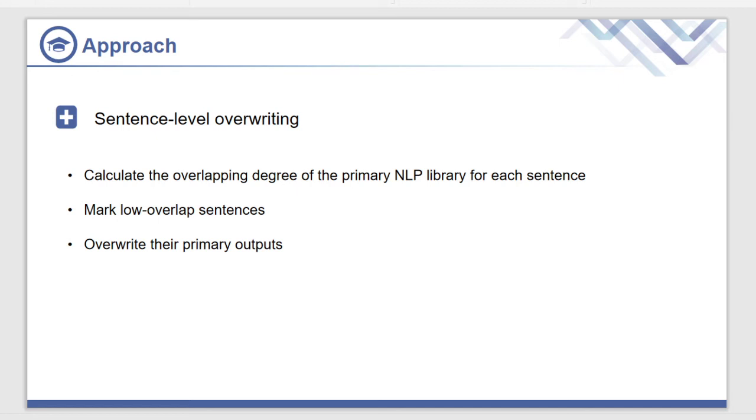For the low overlap sentences, we overwrite its primary outputs with another set of results from the library which has highest overlapping degree on it.